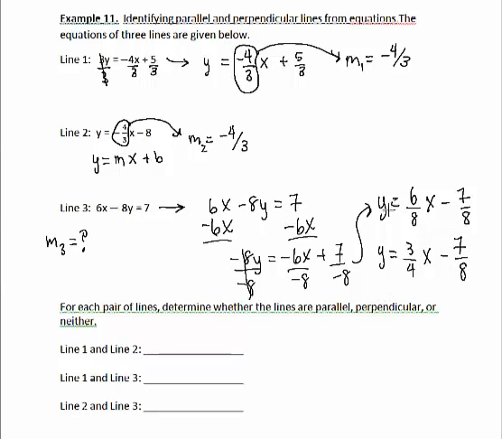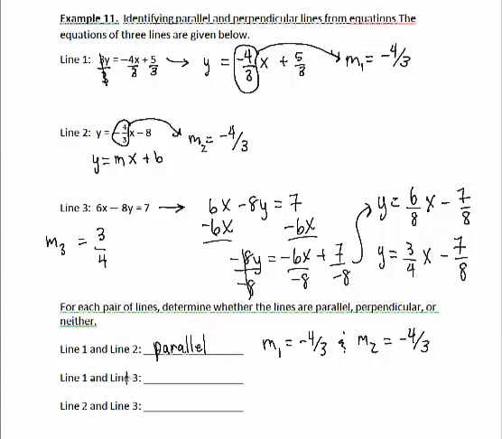Okay, and so now we see that this slope actually has similar numbers to the other ones that we found. Okay, M3 is 3/4. Okay, so let's compare line 1 and line 2. M1 is -4/3, and M2 is the same thing, -4/3. When the slopes of two lines are the same, then we say that they are parallel.